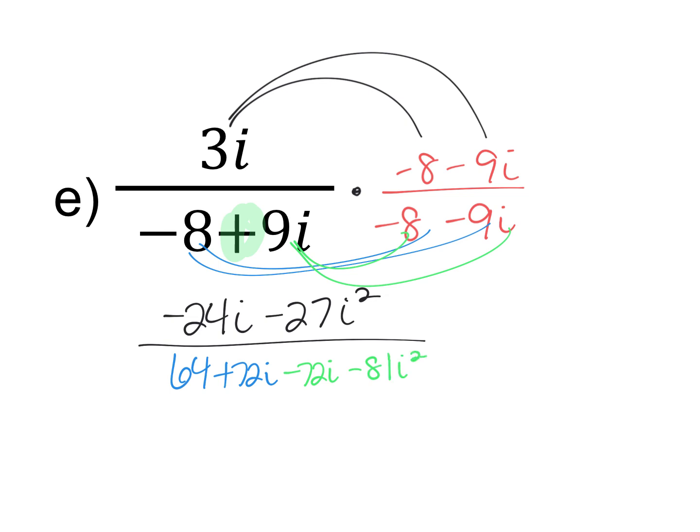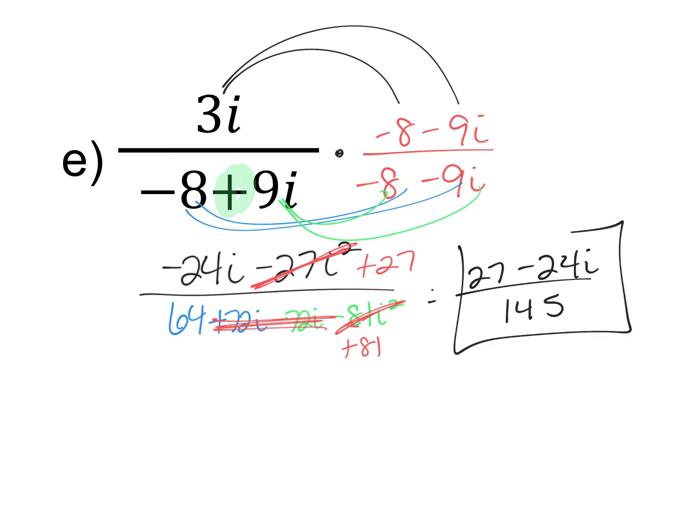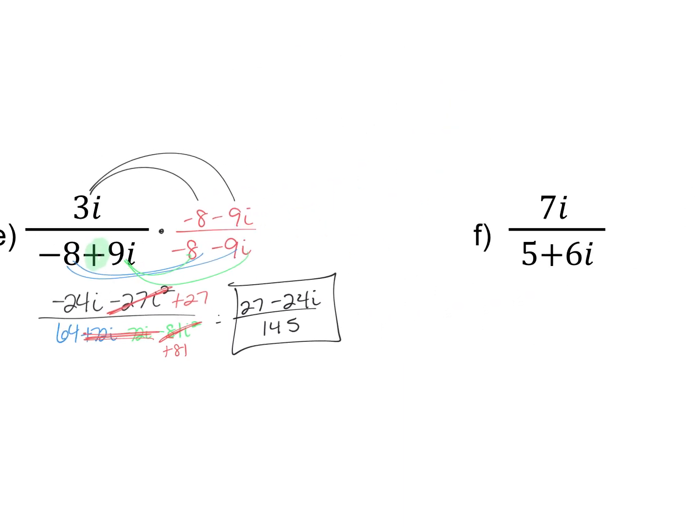Ooh, it's looking real gross, but let's clean it up. So I know this will end up being positive 27. This will end up being positive 81. These two cancel. So now I just need to put it all together. So I have 27 first, because that's the real number, minus 24i on top. And then 64 plus 81 would be 145. Okay, double check. Can you divide all three terms by anything? I almost thought 3, but the answer is no, you can't. So that's your answer. 145 is not divisible by 3.